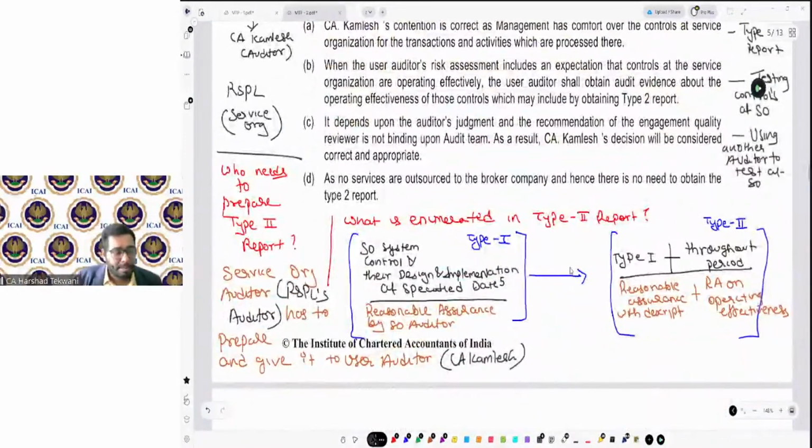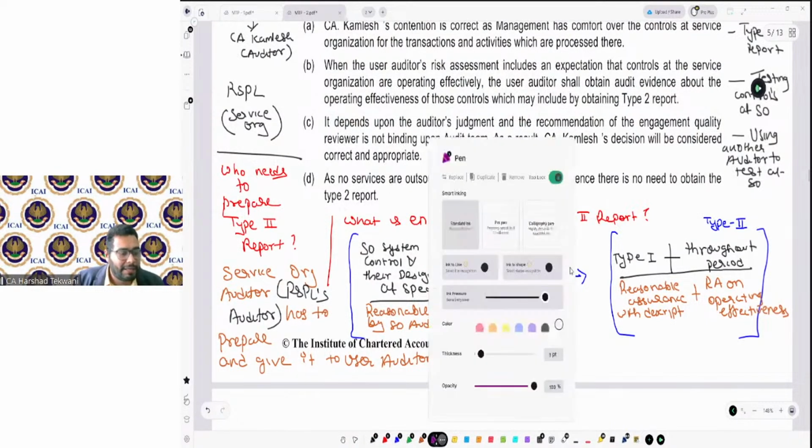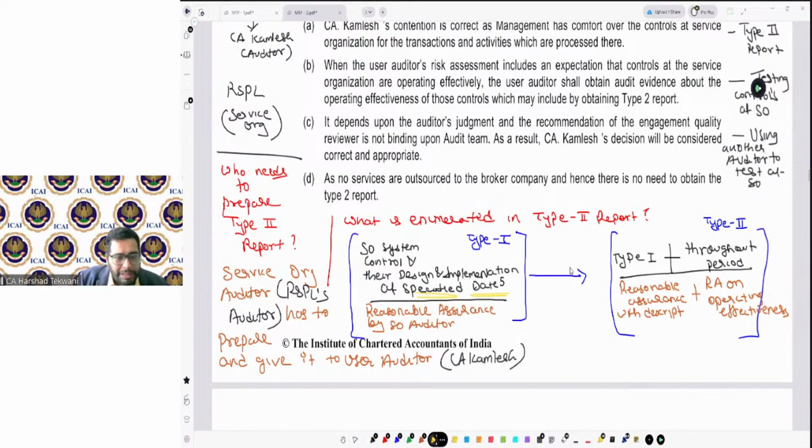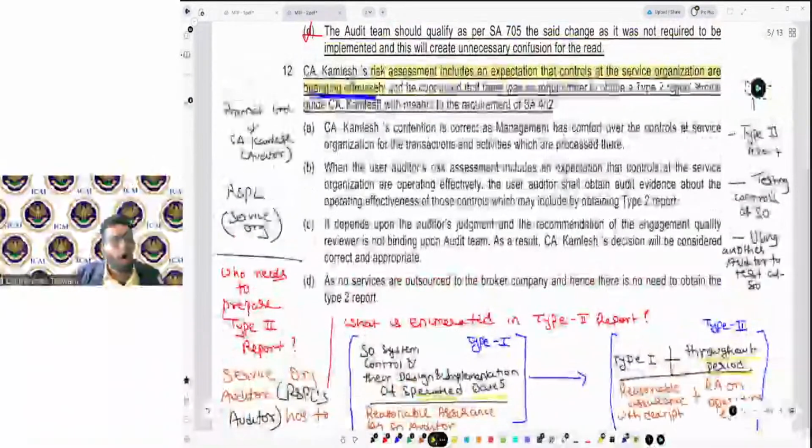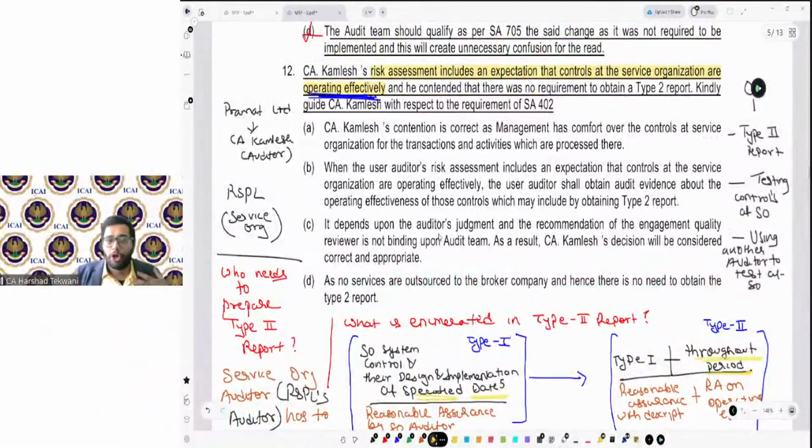So a type 1 report is as at a specified date. A type 1 report talks about things being contained in it at a specified date. A type 2 report talks about throughout the period. And when I need operating effectively, I need throughout the period, not a specified date. Clear? That's why I need a type 2 report. But alternates are available. But in the current case, I need a type 2 report.